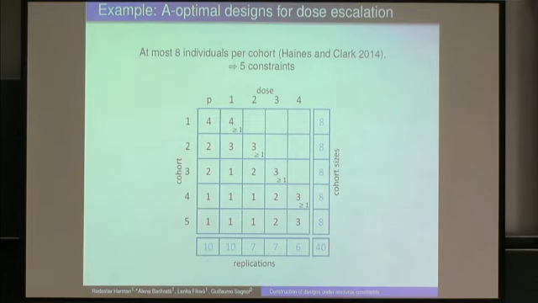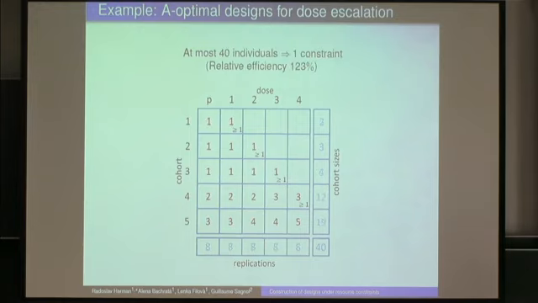Okay, so this is the example calculated by our algorithm, but it's completely the same as in the Haynes paper. So this is our benchmark paper. You see the requirement here is to have exactly 8 individuals in each cohort. But what if there is no requirement on the number of individuals in each cohort? Just the total number of individuals, 40. I know that is perhaps not the best thing to do, but let us try.